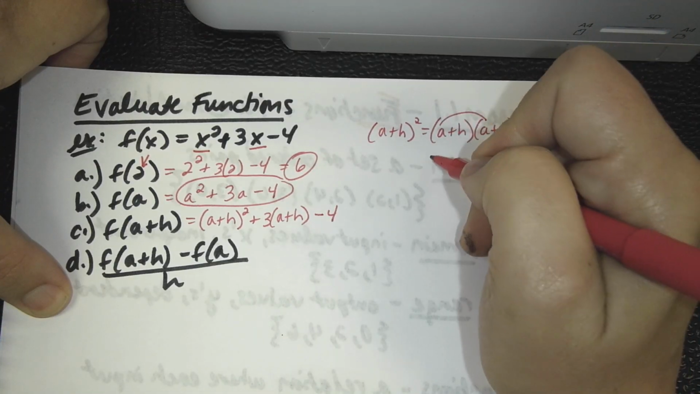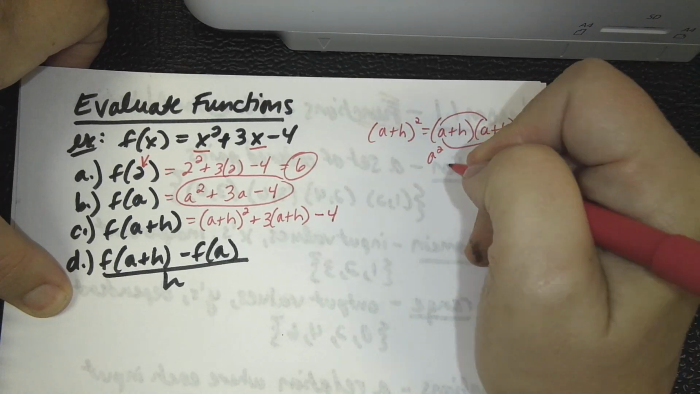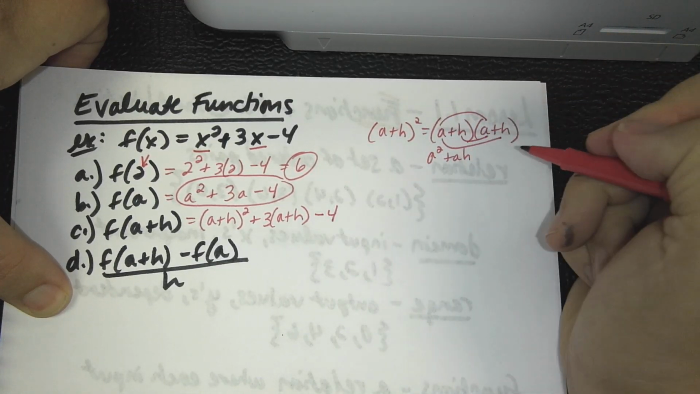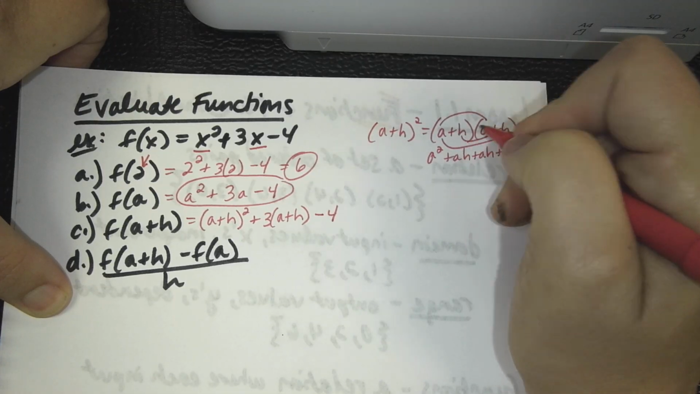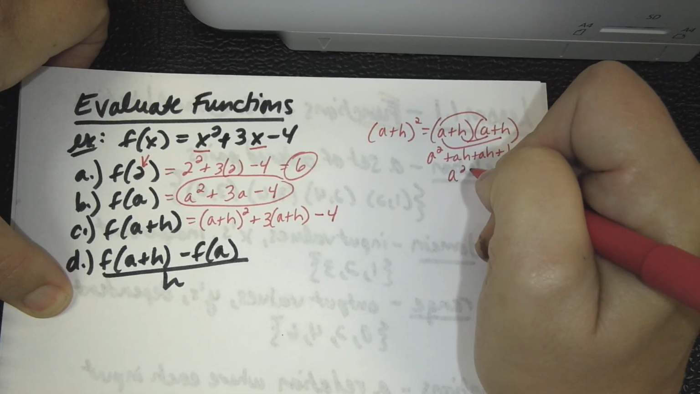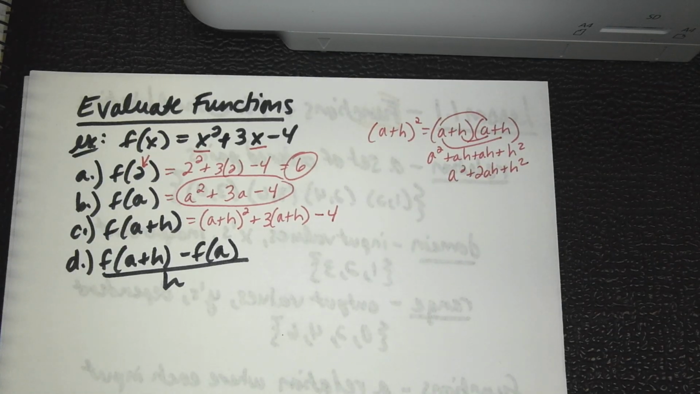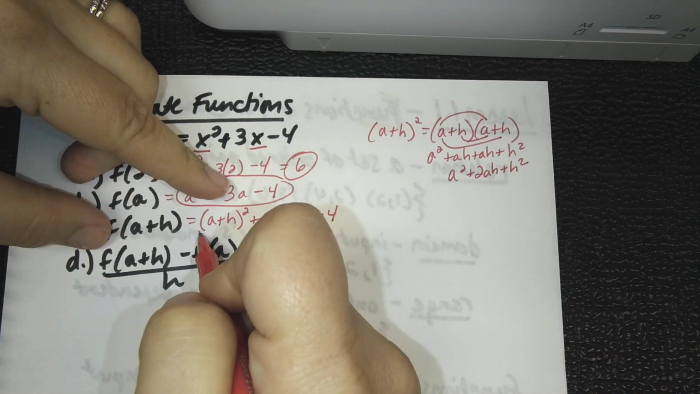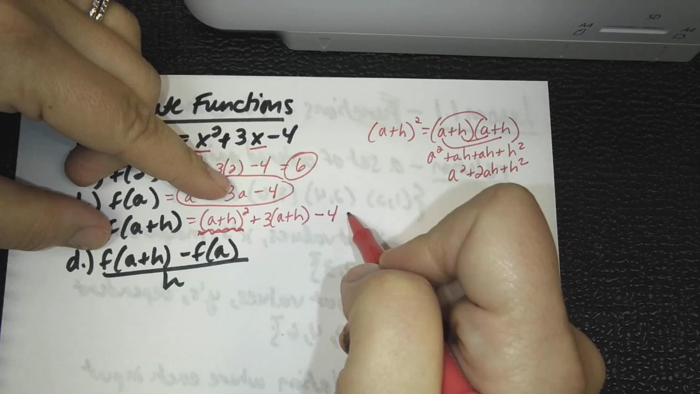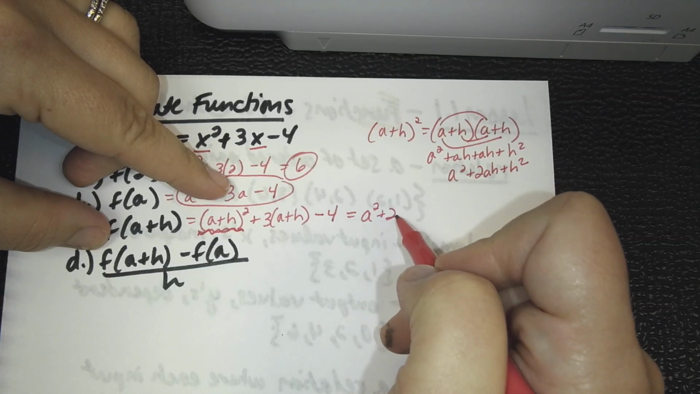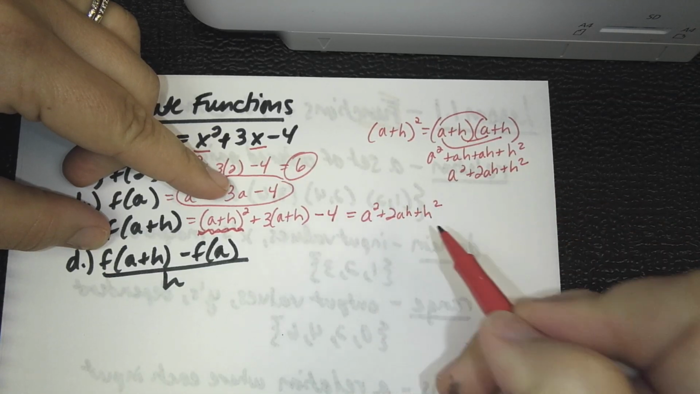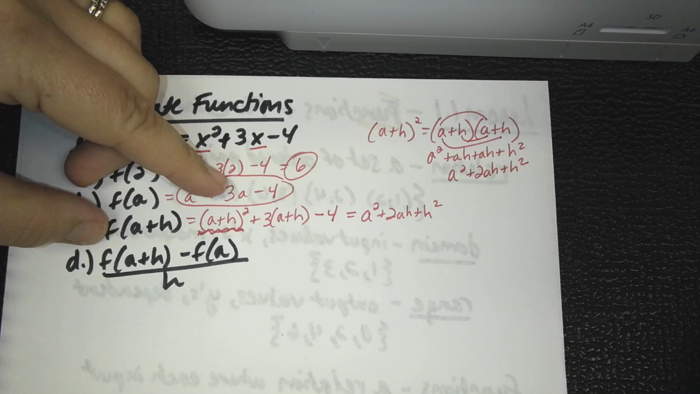What do you mean? a times a is a squared. a times h is ah. h times a is another ah. h times h is h squared. So you have a squared plus 2ah plus h squared. You have a trinomial. So this right here is a squared plus 2ah plus h squared. Oh. Am I done?